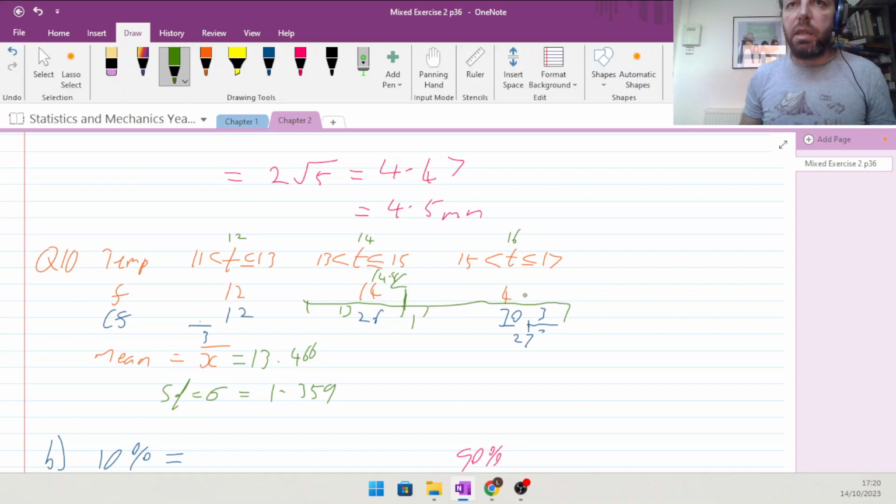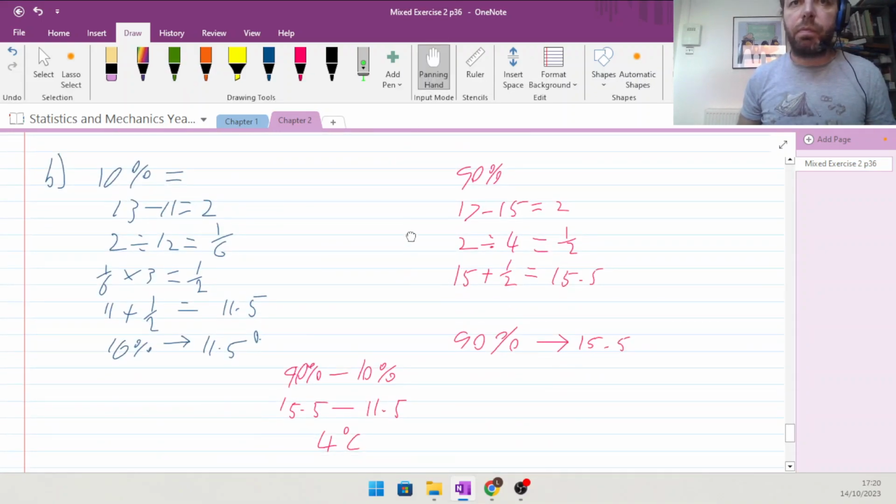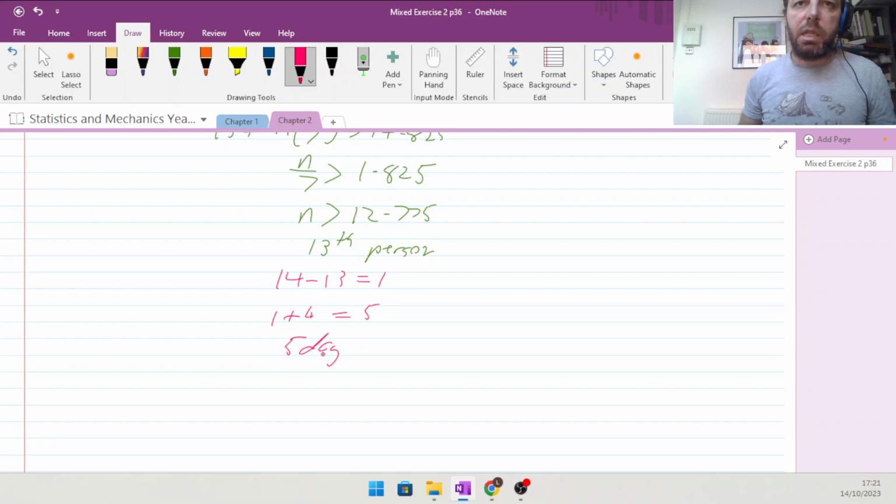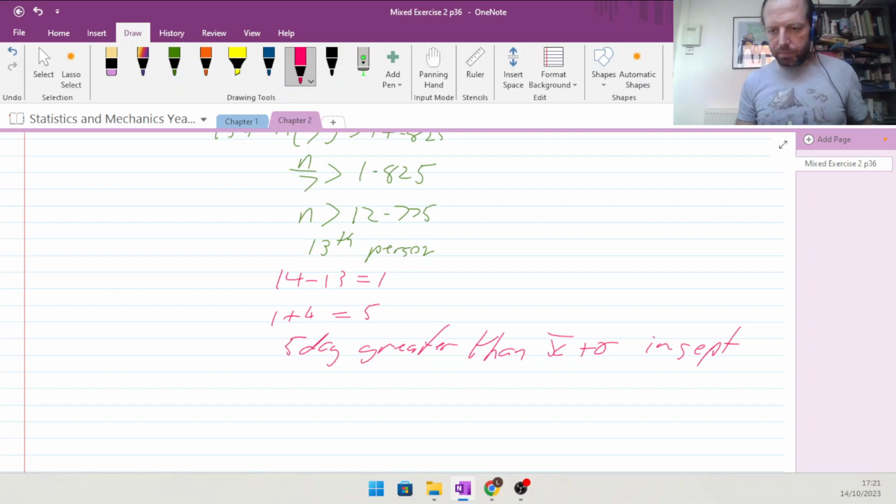plus the other 4 who are between the 15 and 17. And so we can say 14 take away 13 equals 1. The 1 plus the 4 equals 5. 5 days are greater than the mean plus the standard deviation in September. Okay.